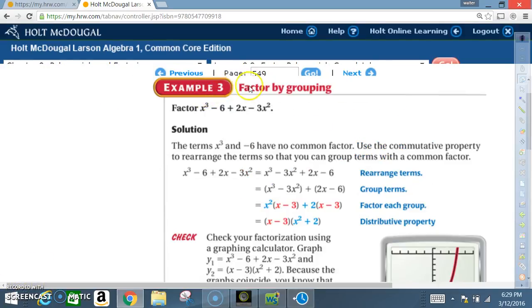Okay, example 3, factor by grouping. Here we're doing the same thing we did in example 2. However, they're not putting them in order for us. We have to match them up.